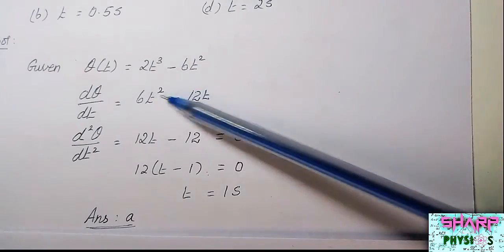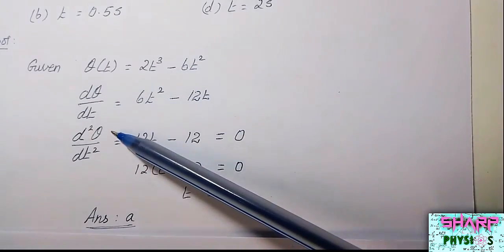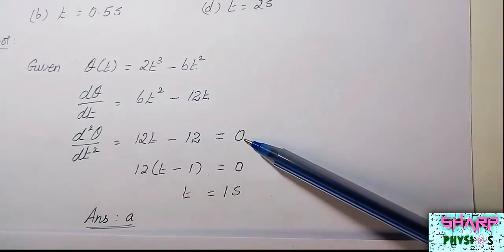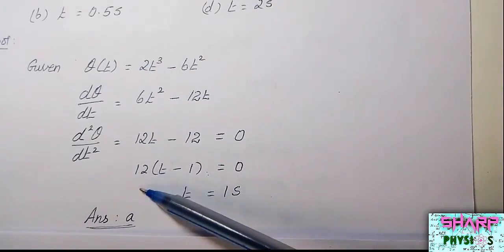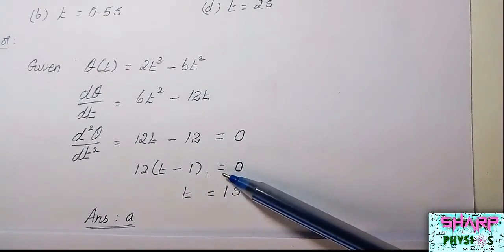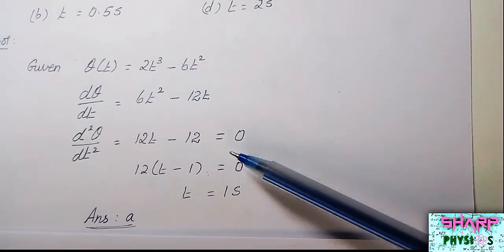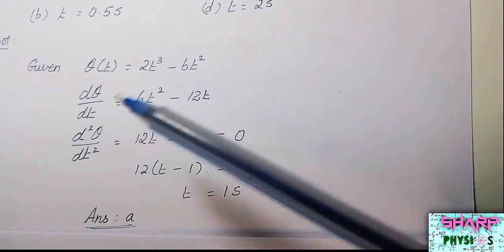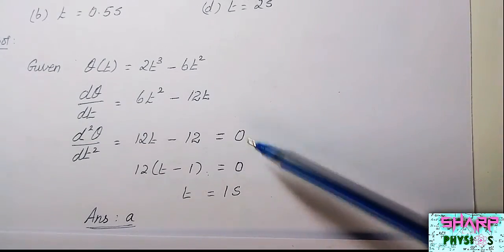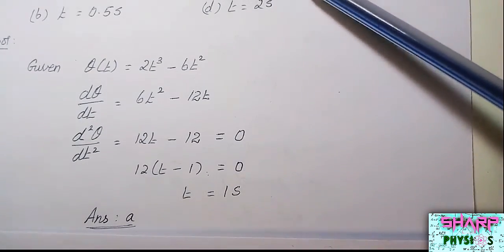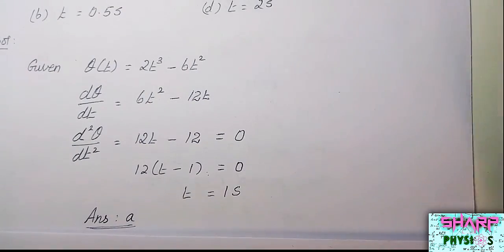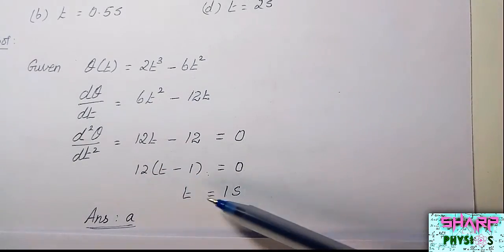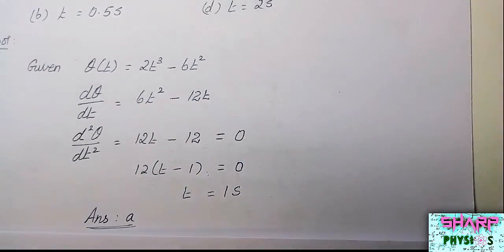So first take a derivative, then again a derivative, the second time, and equate it to 0. So 12 into t minus 1 is equal to 0, t is equal to 1 second. So the angular acceleration d squared theta by dt squared is equal to 0 as given by the question. So the torque on the wheel will become 0 at the time t equal to 1 second.